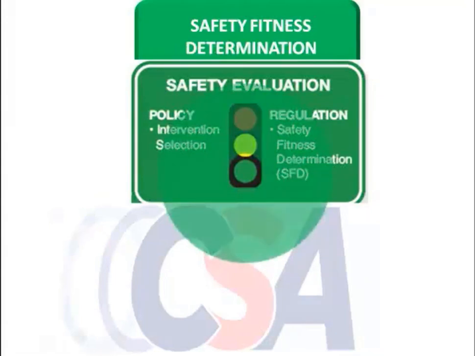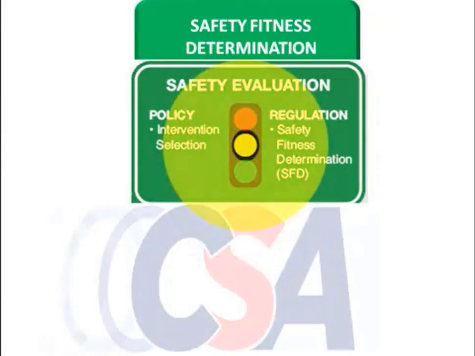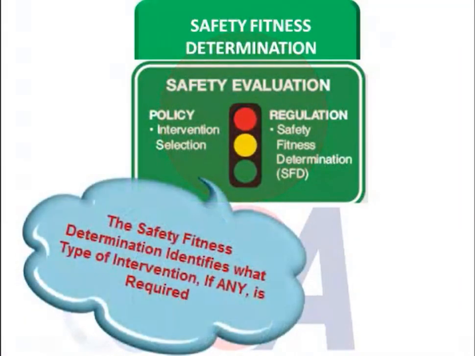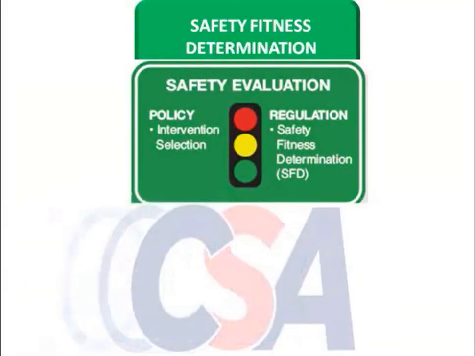Another big change is the safety fitness determination, which is tied to the SMS results. Past measurement systems were based solely on on-site compliance review results. But now, your company's safety evaluation is based on numerous things, including on-road performance, and identifies which type of intervention, if any, is required.